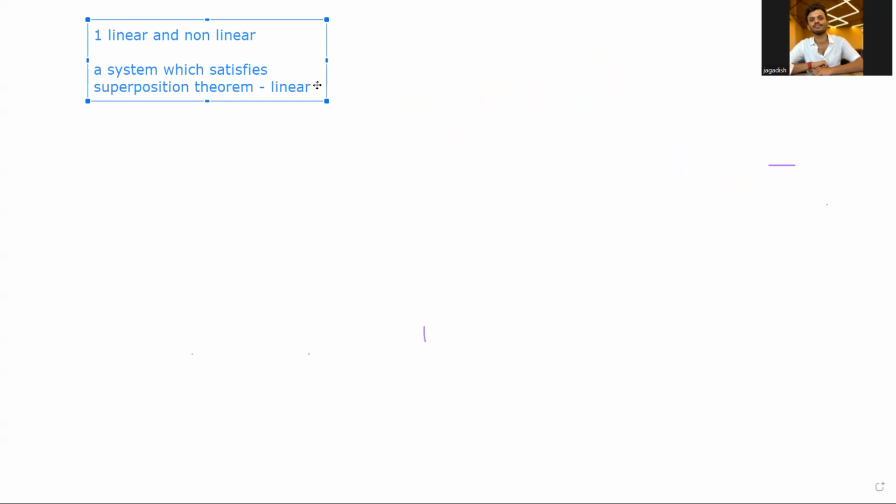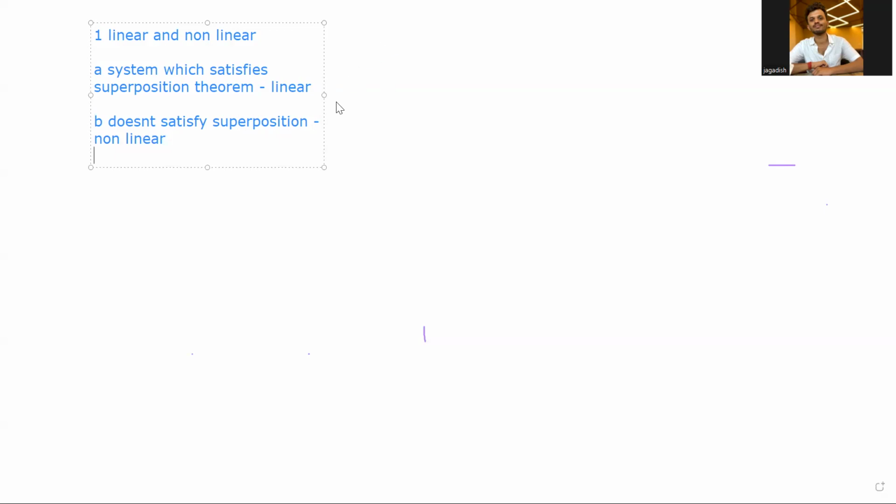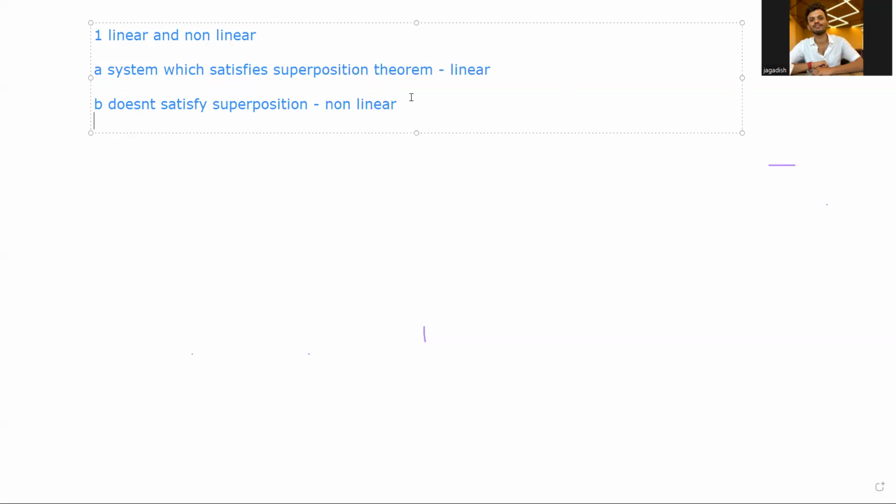If it doesn't satisfy superposition, then we will call it a non-linear system. So this is your linear and non-linear definition.